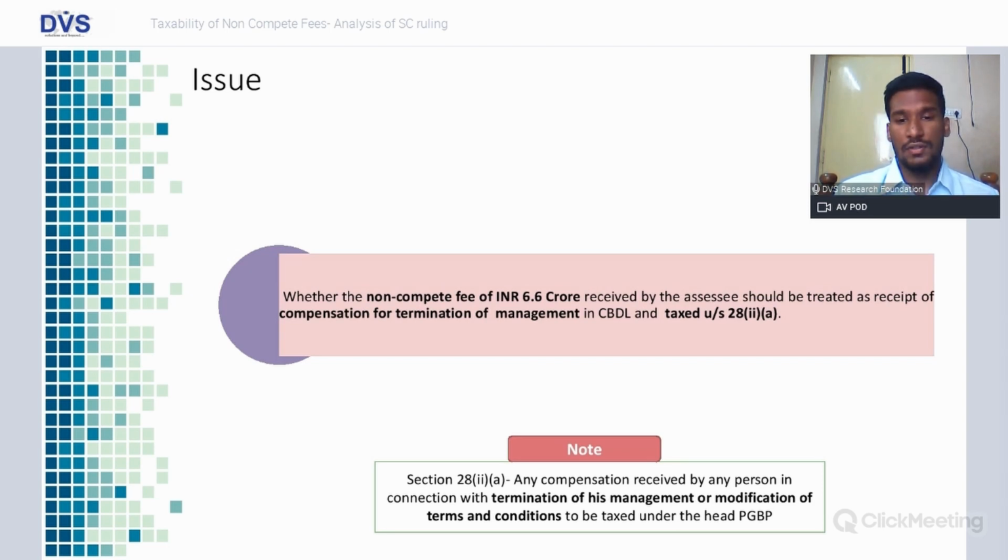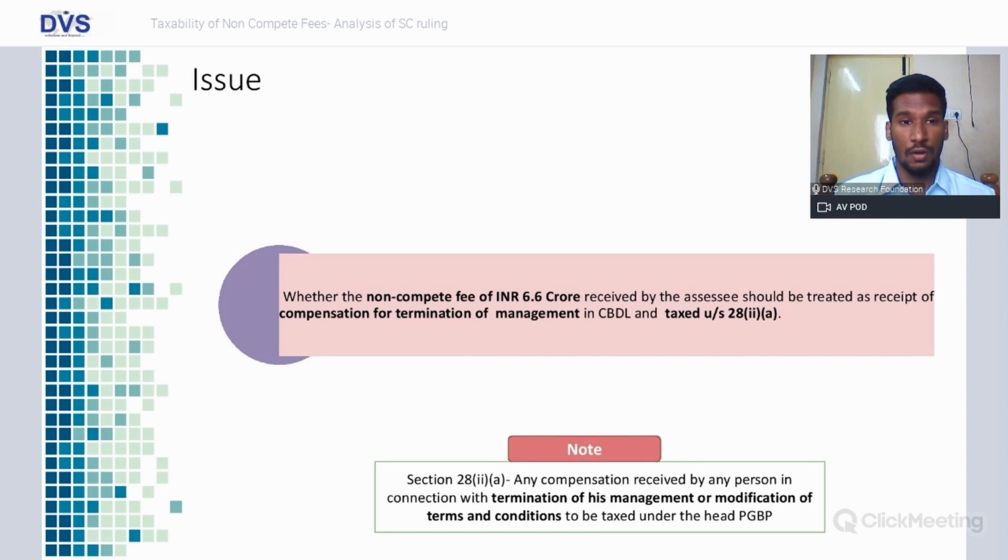Any compensation received by any person in connection with termination of his management or modification of terms and conditions shall be taxed under the head PGBP. So the revenue was arguing that this 6.6 crores is not a non-compete fee. This 6.6 crores is received in connection with termination of its management, and it gets squarely covered within the ambit of 28(2)(a), and it's a revenue receipt, and should be taxable under the head PGBP.